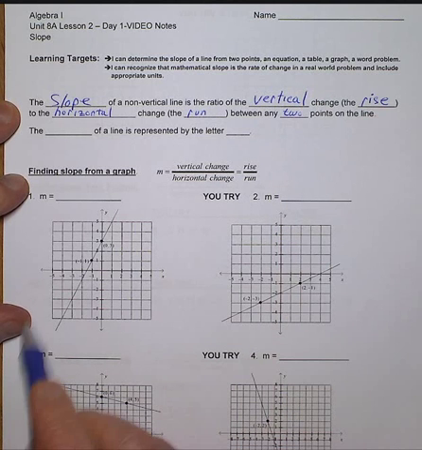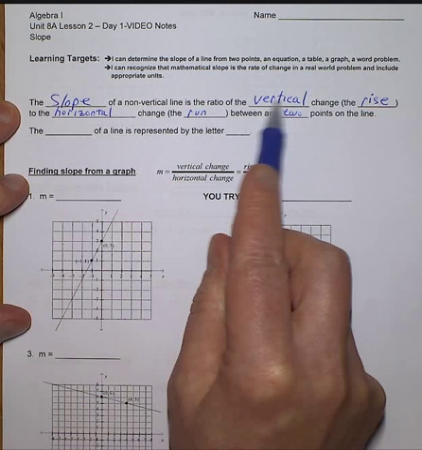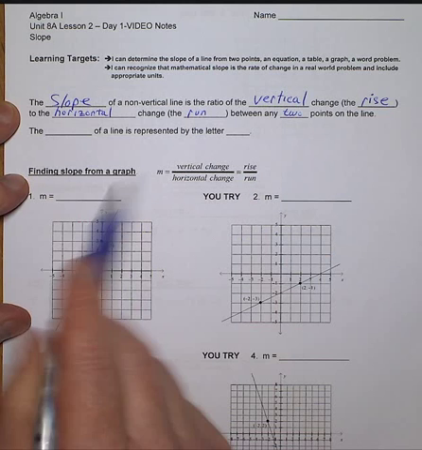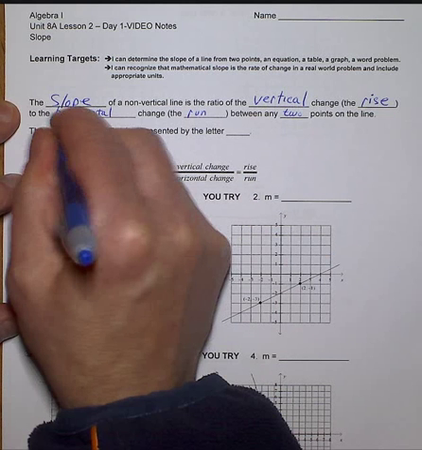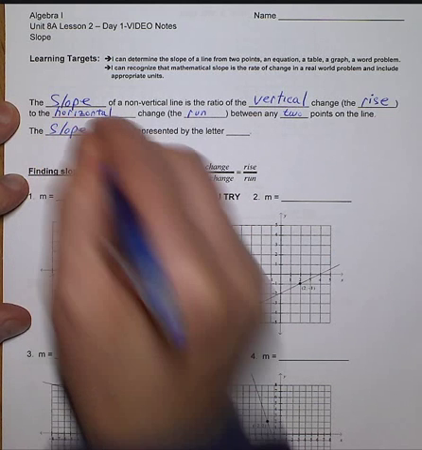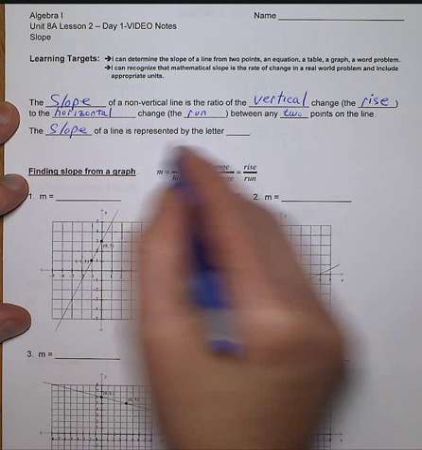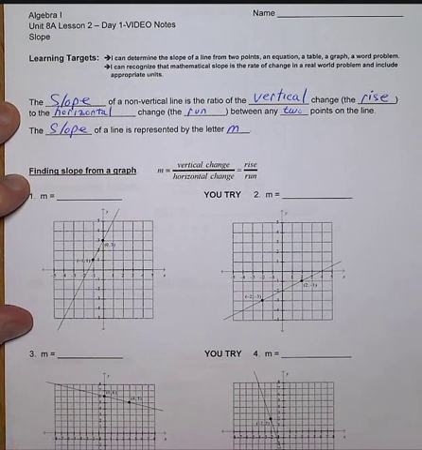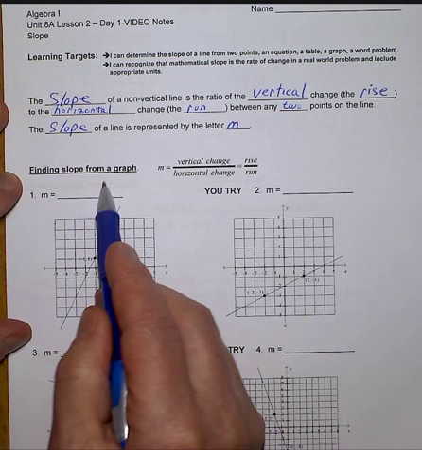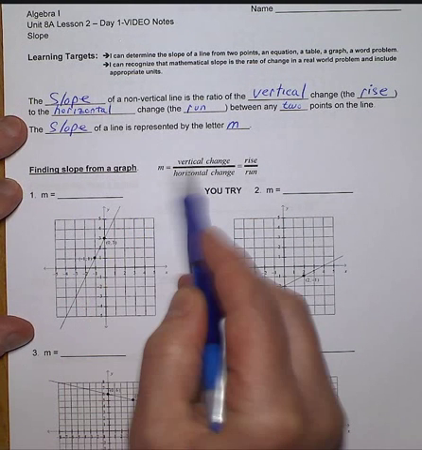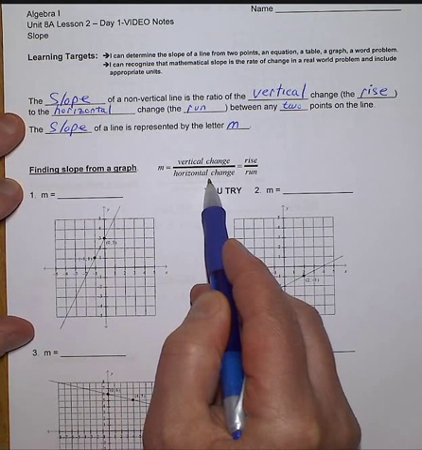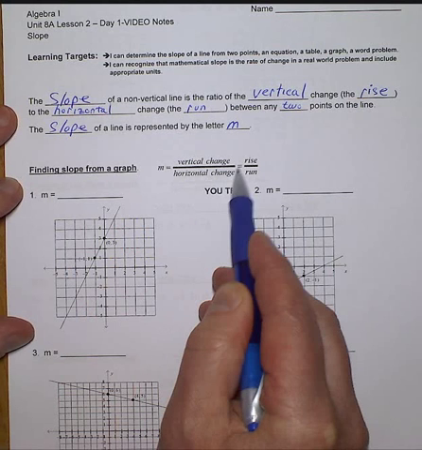So the slope is the ratio between the vertical change and the horizontal change, the rise over the run, between any 2 points. The slope in math of a line is represented by the letter M. So the letter M represents the slope. So finding slope from a graph. M, that's slope, so slope is the vertical change over the horizontal change, which is the same as saying the rise over the run.